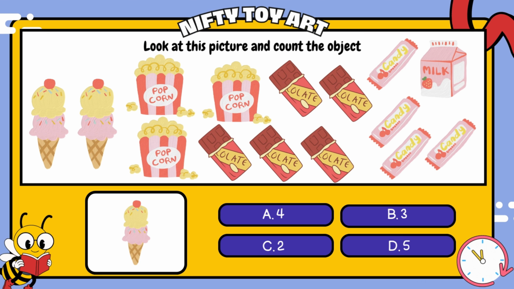And then, how many ice creams are in the picture? That's right, 2. And then, how many milks are in the picture? That's right, 1.